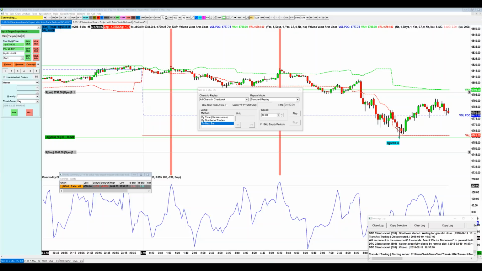Yeah, Sierra's free if you do 10 round turns every 30 days. Otherwise, it's $20. So if you have an account here, 10 round turns every 30 days, we waive the fee.